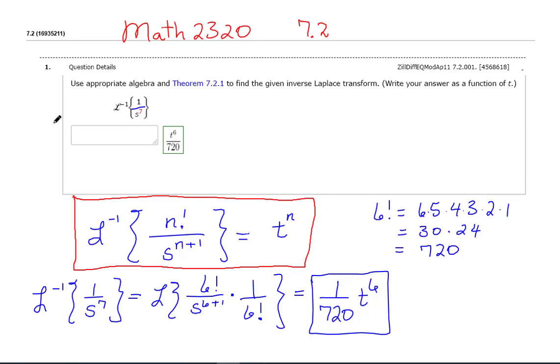Welcome to Math 2320. This is section 7.2. In this section, we look at further properties of the Laplace transform and its inverse.